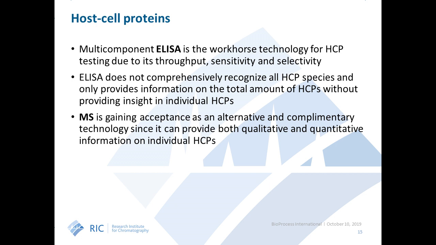Now, today, ELISA is in fact recognized as the gold standard technology for measuring these HCPs, and this is a result of the high sensitivity and also the high throughput of this methodology. ELISA, however, does not recognize all the HCP species, and it only provides information on the total amount of HCPs, and it does not provide any insight in individual HCPs. Mass spectrometry, then again, is gaining acceptance as an alternative and complementary technology for host cell protein analysis because it can provide both qualitative and quantitative information on individual host cell proteins.